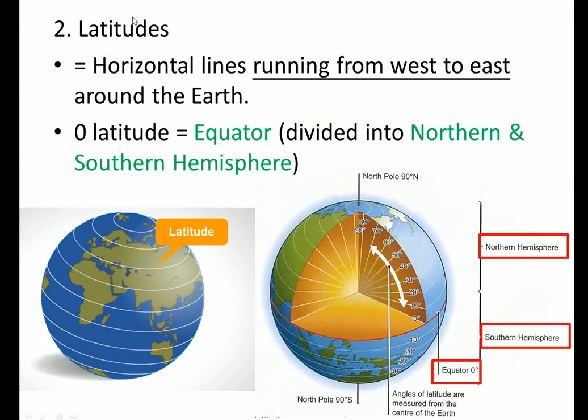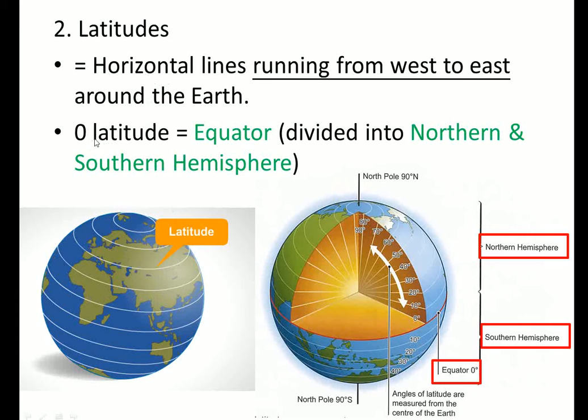Another one is called latitudes. 緯線. Latitudes are the horizontal lines running from west to east. Can you see this? They circle around the Earth. They form a lot of circles. So these are the latitudes. They are the horizontal grid lines.